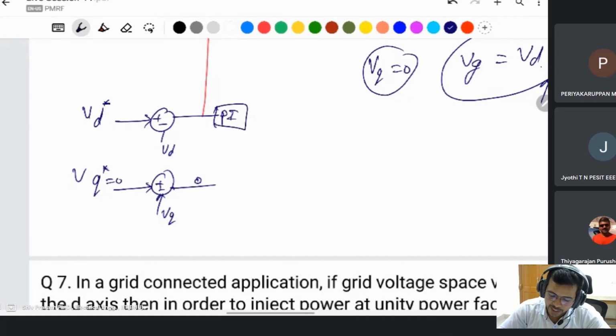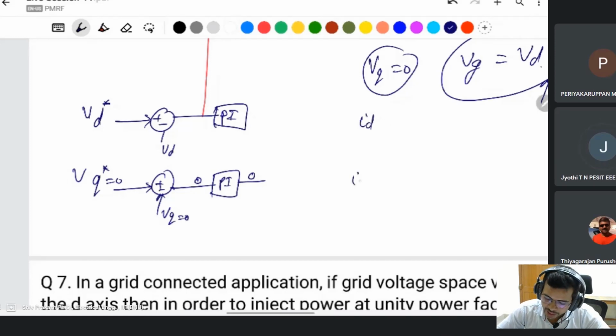Suppose you use a PI controller, then the error will be 0. Then error is 0. It means VQ is also 0 for a grid system. The component of the quadratic axis will be 0. Same thing you can apply for the current also.